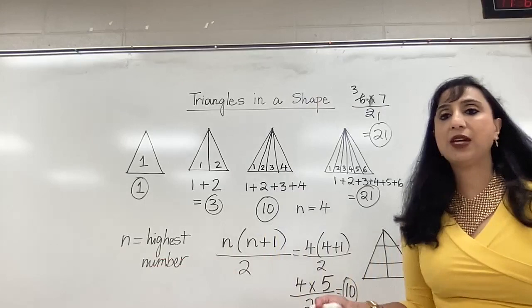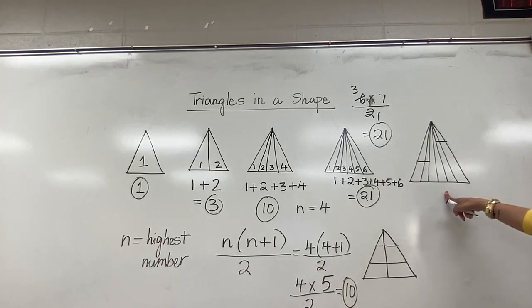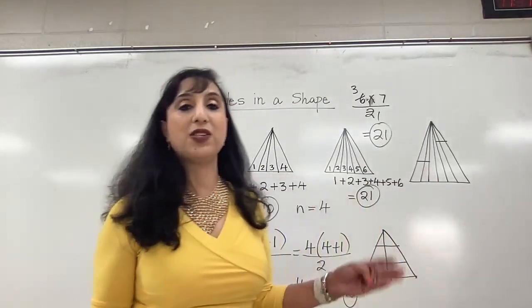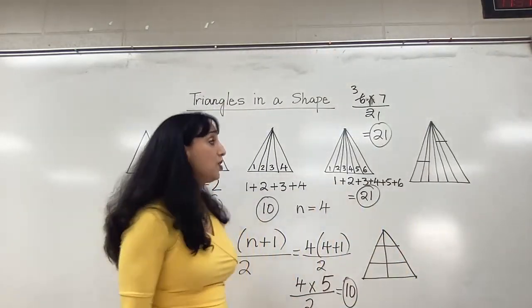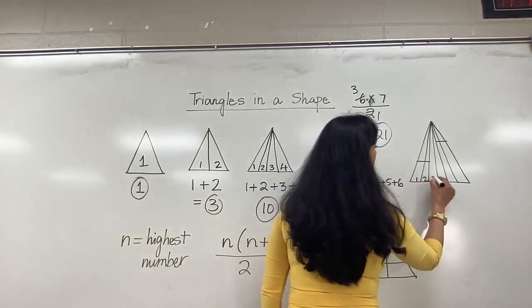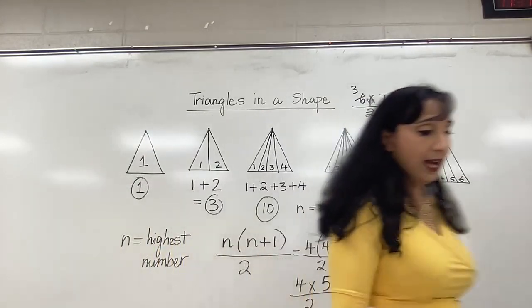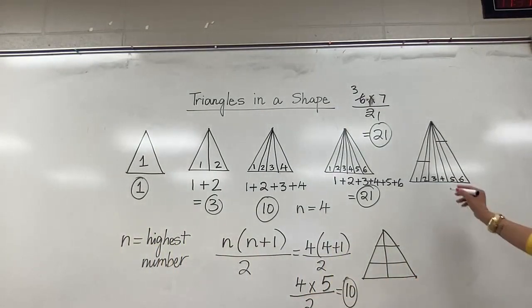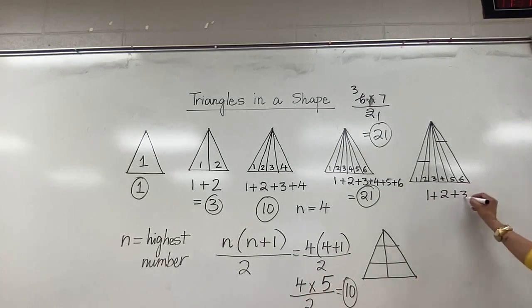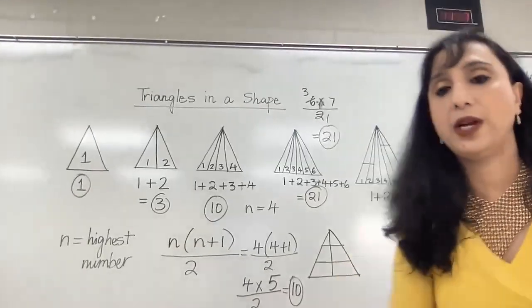Now, let's say I have something a little bit more complicated, and I'm given something like this, all right? Honestly, it looks complicated, but it follows the same principle that we have been working on. So first, I am going to count all the bases, okay? So I have 1, 2, 3, 4, 5, 6 over here, all right? And if I do what we've been doing, 1 plus 2 plus 3 plus 4 plus 5 plus 6, I had gotten 21.